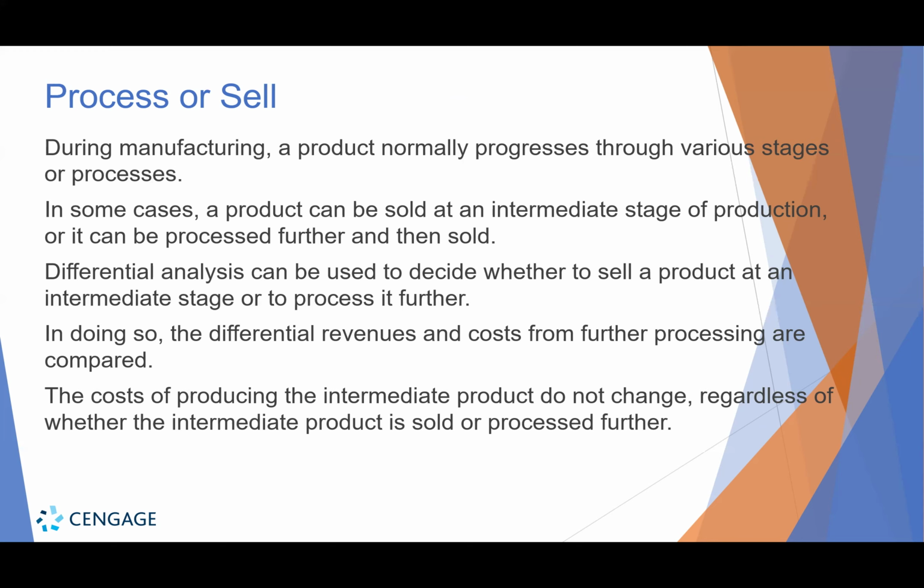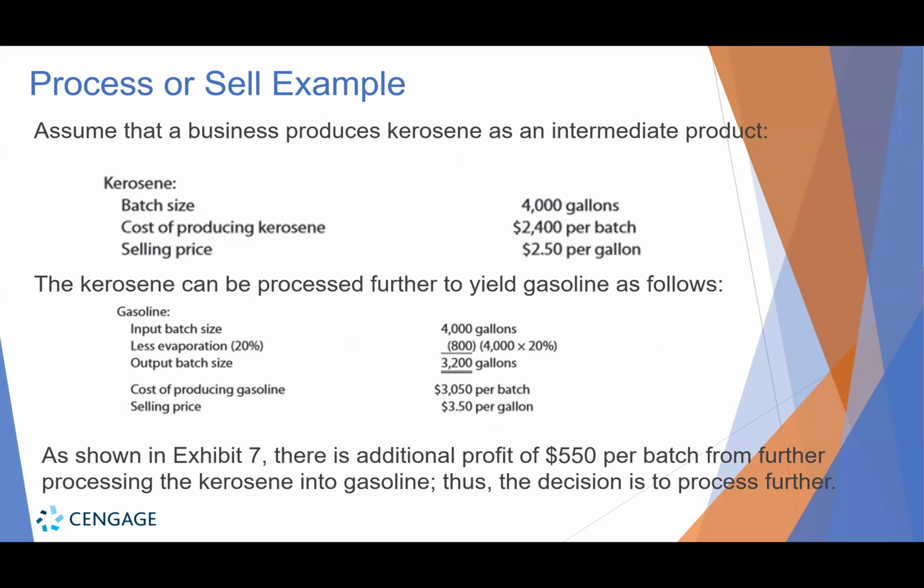Again, that differential analysis and then the cost associated from continuing the processing have to be looked at. The cost of producing the intermediate product isn't going to change because those costs are going to happen if we get it to a certain point or if we process further. We only look at the cost involved with the differences, the choices between A and B.